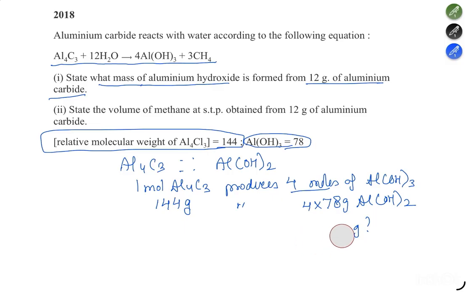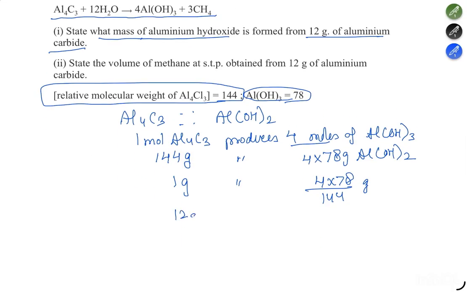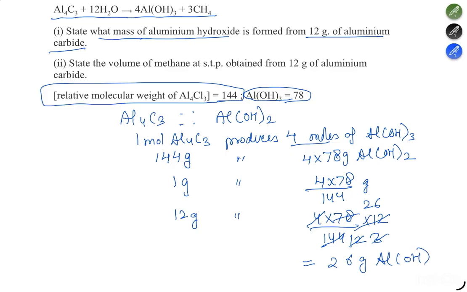Now what I can do, if I know from the balanced equation 144 gram produces 4 into 78 gram. So 1 gram will produce how much? 4 into 78 upon 144 gram. And in the question it is mentioned to calculate for 12 grams. So 4 into 78 upon 144 into 12. Now you will solve this equation and you will get the answer. When you calculate this, you will get 26 grams of aluminum hydroxide formed.